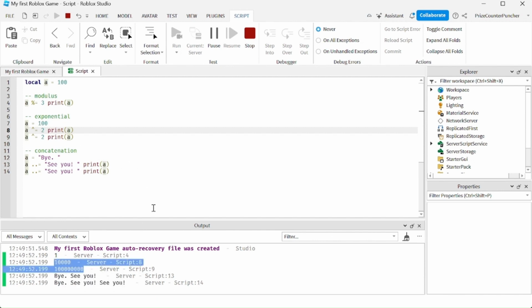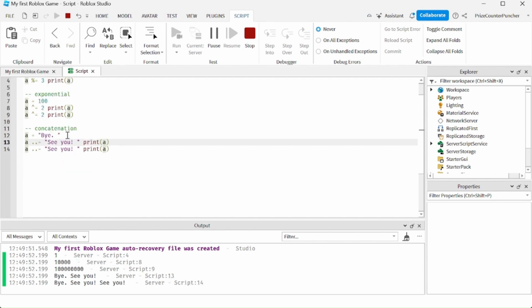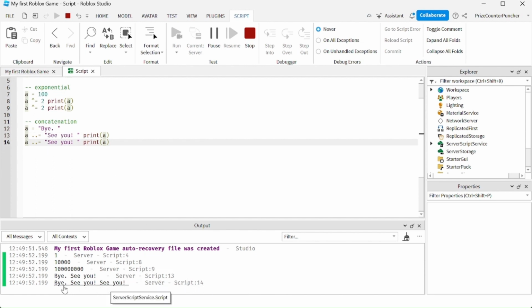Finally, at the bottom here, we have concatenation. So we start out with "by", we concat "cu" to that, we get this one right here, and then we concatenate "cu" to it again, we get this line over here, so we got "by cu". That's how you use compound assignment operators in Lua.